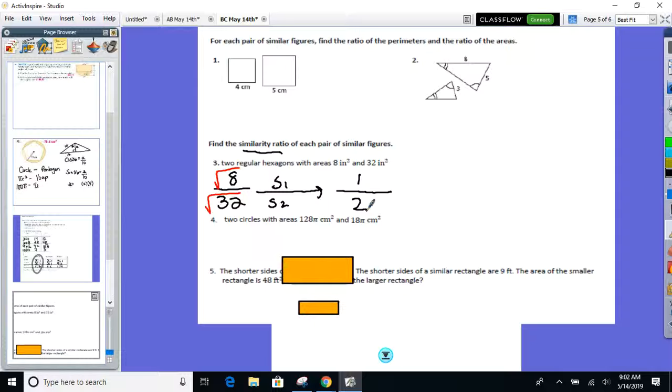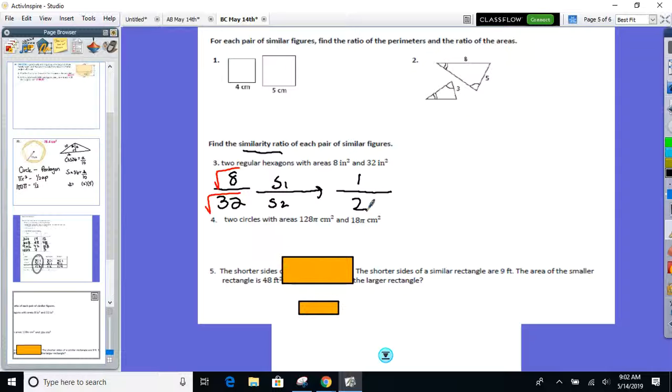You should be able to do it right in the calculator too. You guys have fraction templates, you can do radical 8 over radical 32. You guys that don't have fraction templates, just put it in parentheses. You should still get 0.5, which is 1/2. Stop me now. We all good?